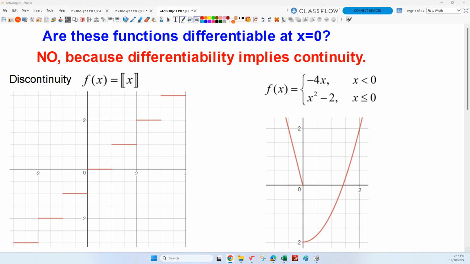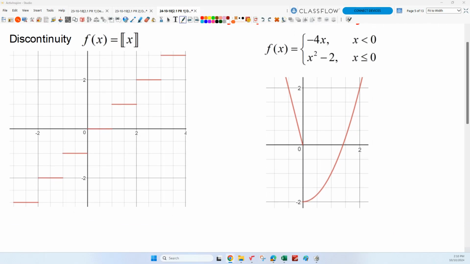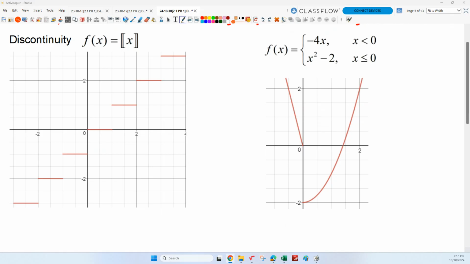So, for example, here, if we take the greatest integer function, at each integer, the derivative does not exist because there are all these jumps in the function at every integer. Okay? Same thing would be true for this piecewise function. Because there's a break in the function, there's a gap where it's discontinuous, the derivative doesn't exist. Okay? So any place there's a break in the function is not differentiable.